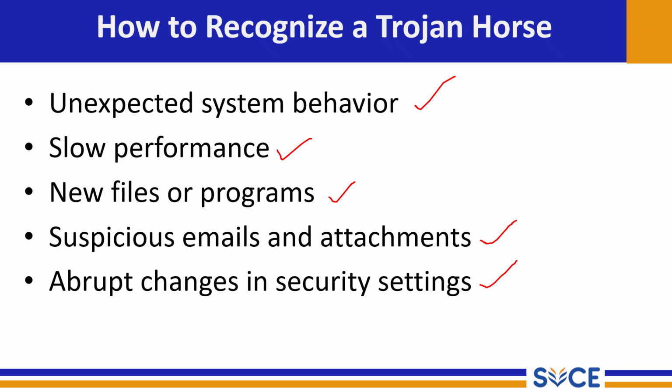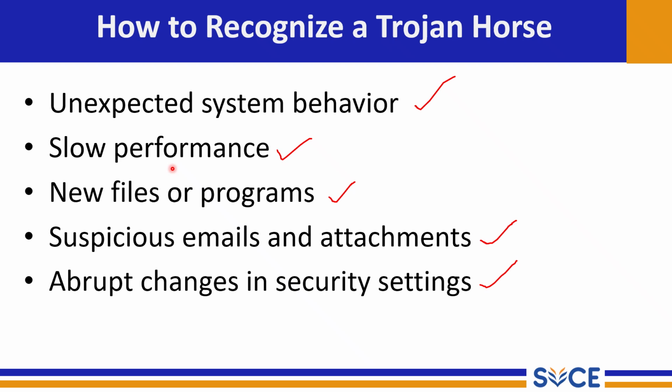So unexpected system behavior: if a computer starts behaving erratically or experiences frequent crashes, it could indicate a Trojan infection. Slow performance: in some cases, a sudden decrease in system performance might signal the presence of malware consuming resources. Okay, and new files or programs. Unfamiliar files or programs appearing on a computer without the user's action could be due to a Trojan horse installation.